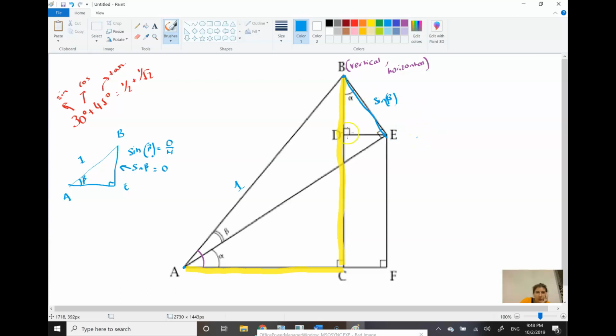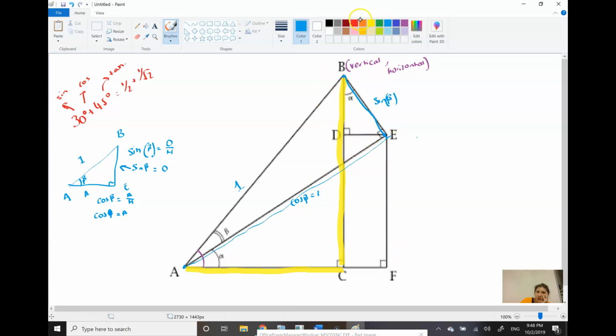Okay, we can also find A to E, which is going to be equivalent to our adjacent side, and we can do that in the exact same way. We can say that cos beta equals the adjacent over our hypotenuse, and again, your hypotenuse is equal to 1, so cos beta is equal to our adjacent. Okay, so cos beta equals A to E, and that is our horizontal length from A to E.